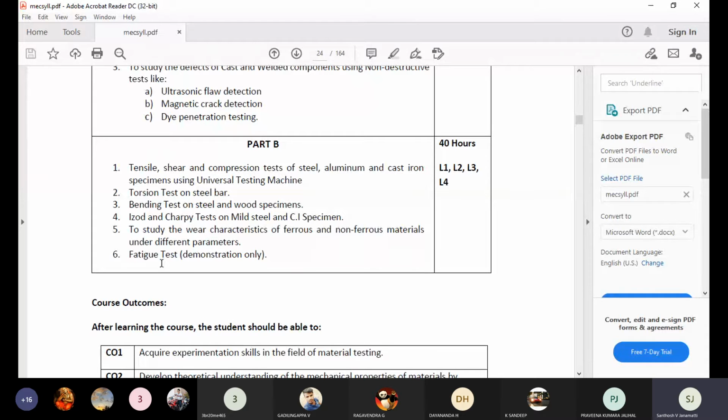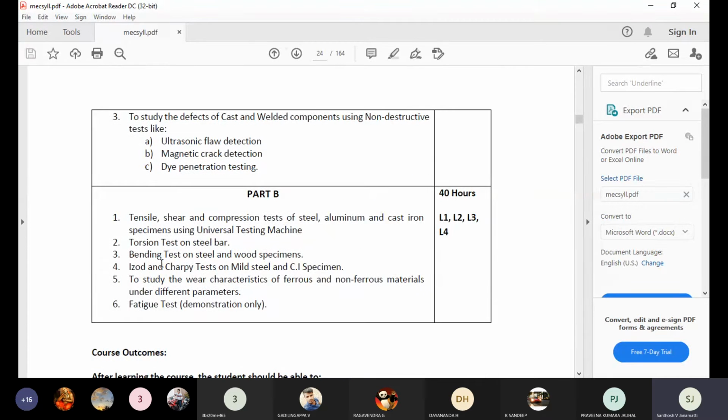And now the fatigue test, this is only a demonstration. In our laboratory we have a fatigue test also. We will just give a demonstration of this fatigue test: how we need to conduct the fatigue test, what the parameters will be, and how we need to set the parameters, right? I hope you understand part A and part B.